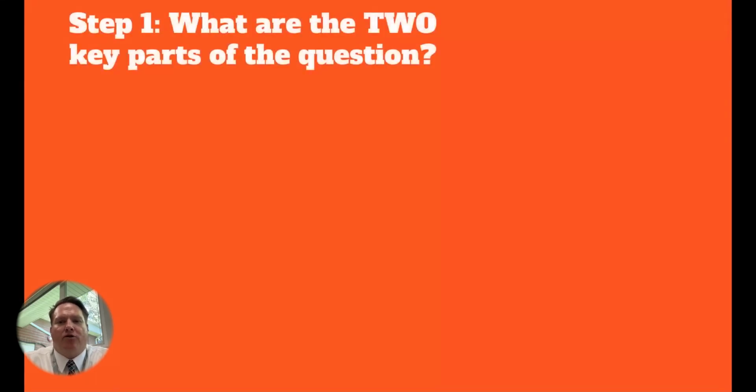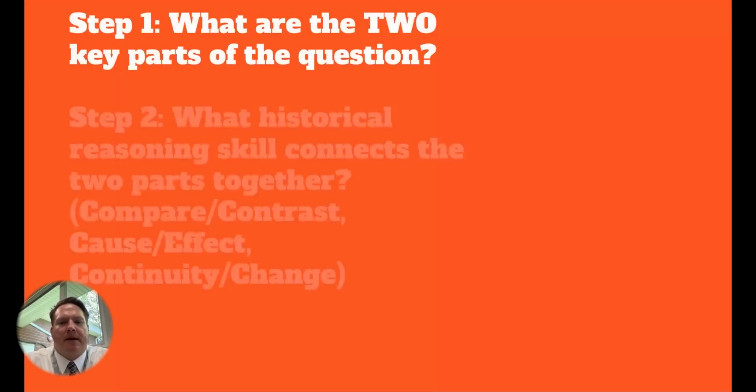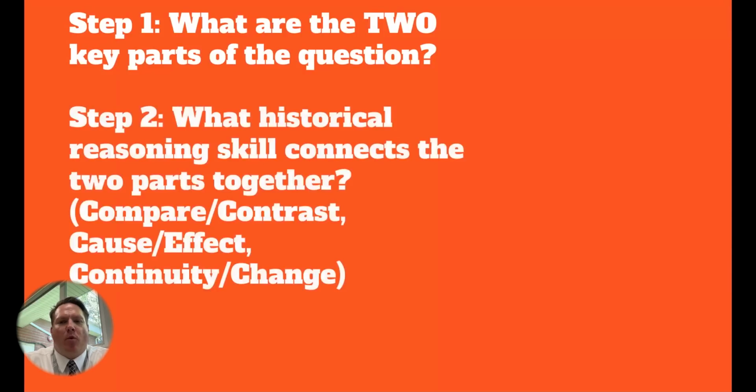Step 1 is to figure out the 2 key parts of the question, which I call Part A and Part B, or Stem A and Stem B. They generally appear as 2 parts of a theme, or a theme and a specific historical event or development. Step 2 is to determine what historical reasoning skill the question asks us to connect those stems together. There are 3 reasoning skills that we'll use. One is compare or contrast, one is cause and effect, and the other is continuity or change over time.